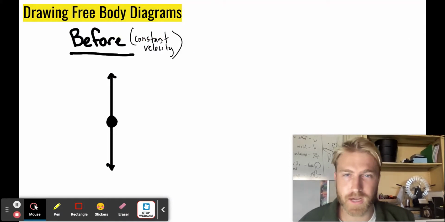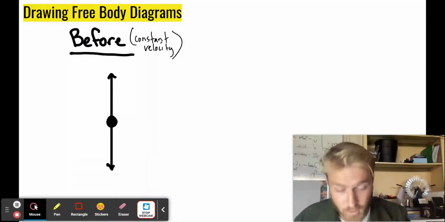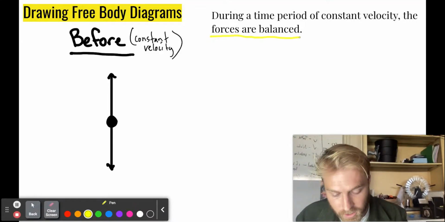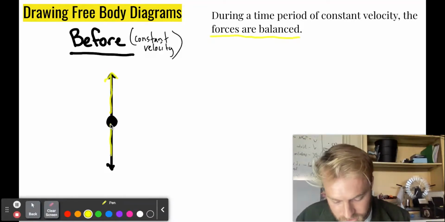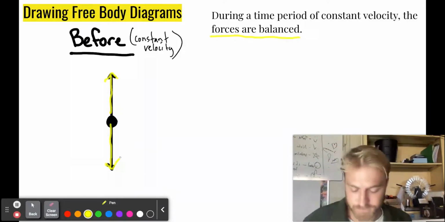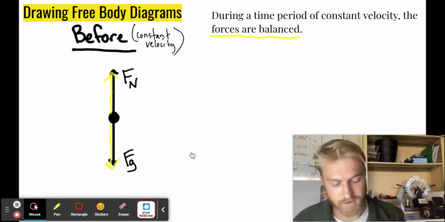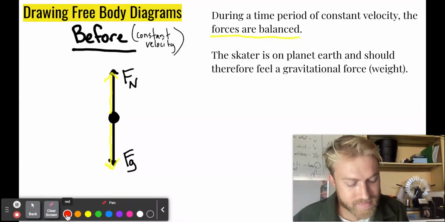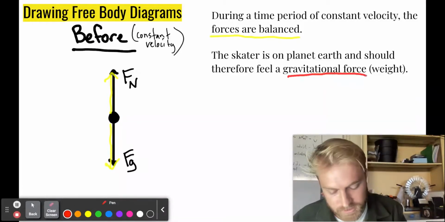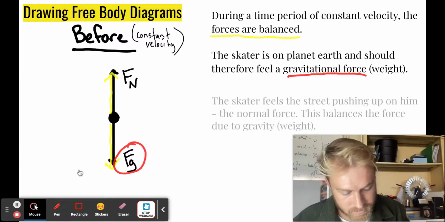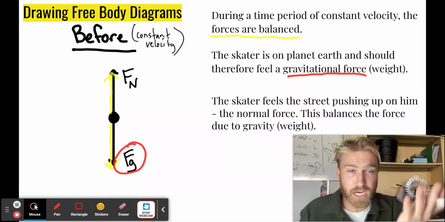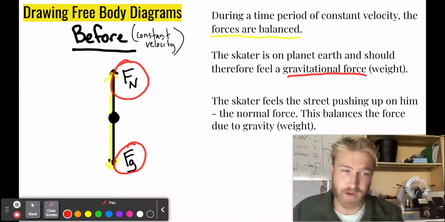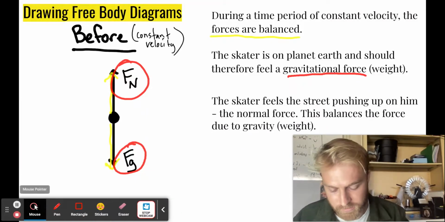Okay, so now we want to draw the free body diagram. Before, when he's moving at a constant velocity, the forces are balanced. But what are these forces? What is this force in the up direction? And what is this force in the downward direction? What are they? There they are right there, written out. The skater is on planet Earth and therefore should feel a gravitational force. There it is, pulling him down. The skater feels the street pushing up on him with the normal force. This balances the force due to gravity or the weight. So we're learning how to draw free body diagrams.